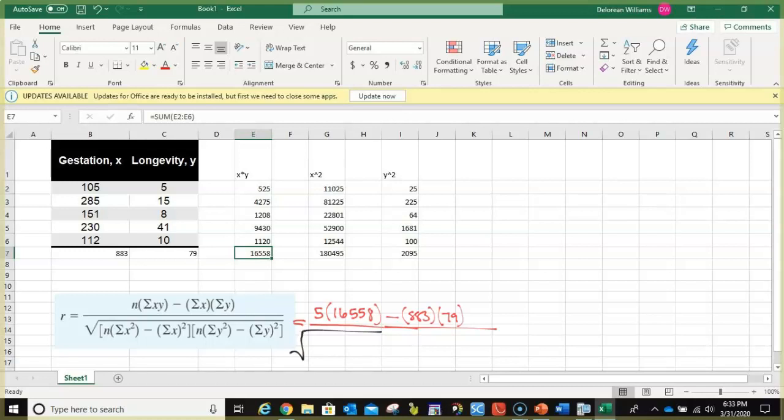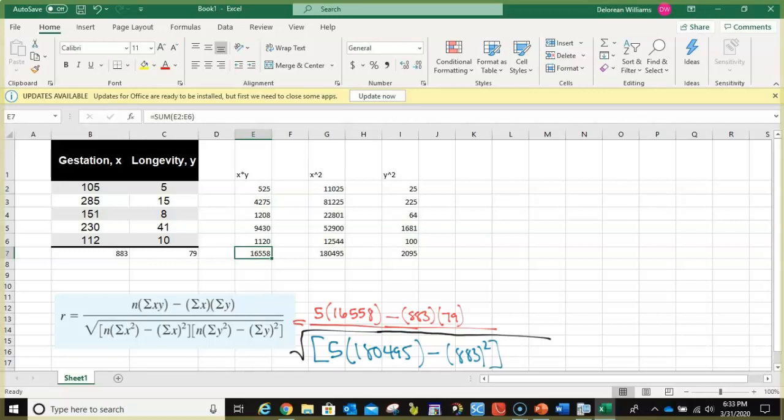In the denominator, and I like to use a lot of different colors so it's not looking like I'm just writing the same thing, but the entire denominator is square rooted. And if we look here in the first part, it's a bracket and then it's n again. So I have 5 times the sum of the squares of x's. So that's this value here, 180,495. Minus the sum of x. So this number squared. So minus 883 squared. And then that expression is closed.